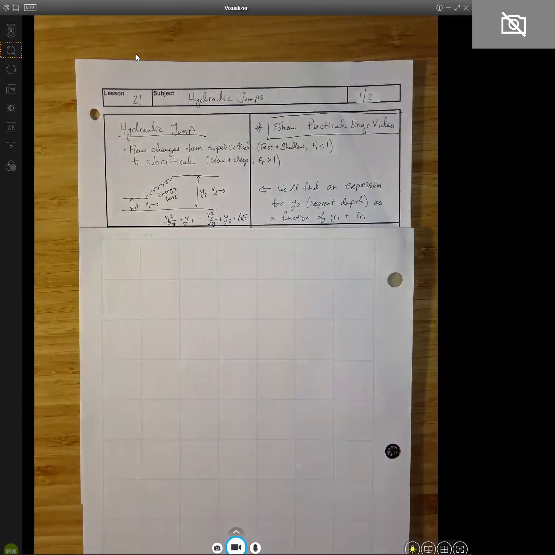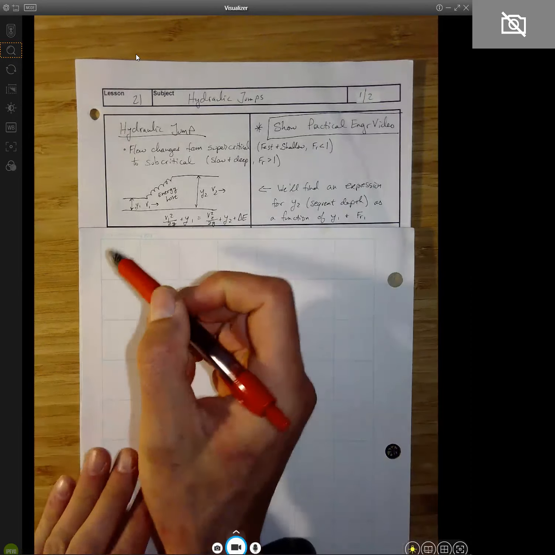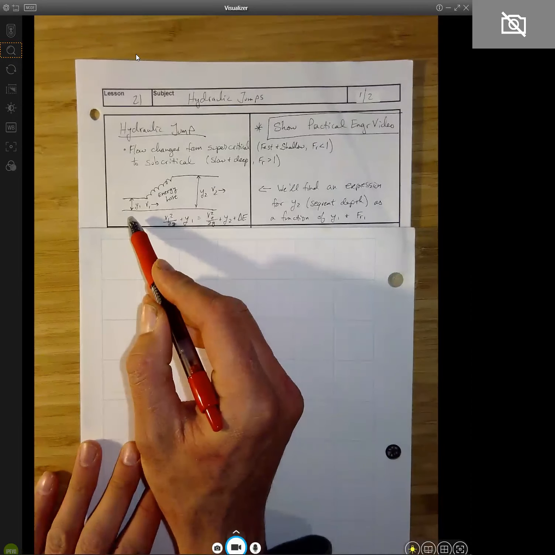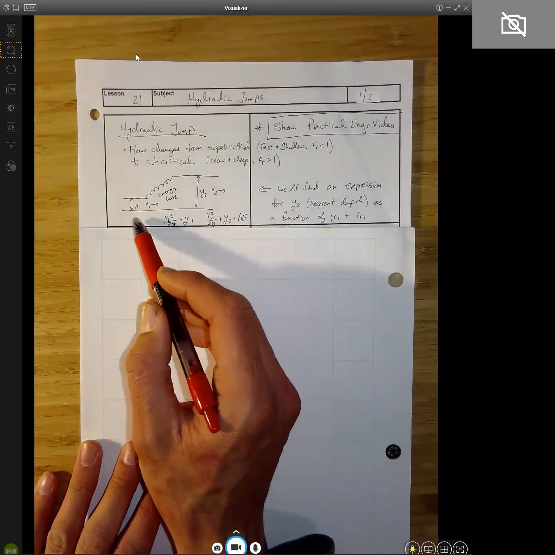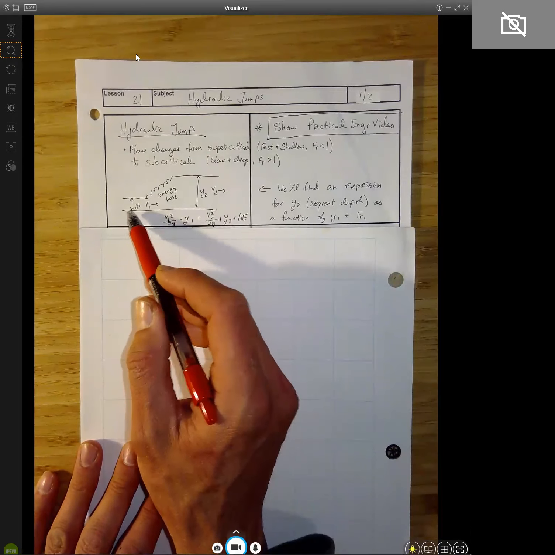Guys, let's talk about hydraulic jumps. So hydraulic jumps occur when flow transitions from supercritical to subcritical. And here we've got a diagram of that. We have an approach flow, and it's under supercritical flow conditions. So it's flowing fast and shallow.